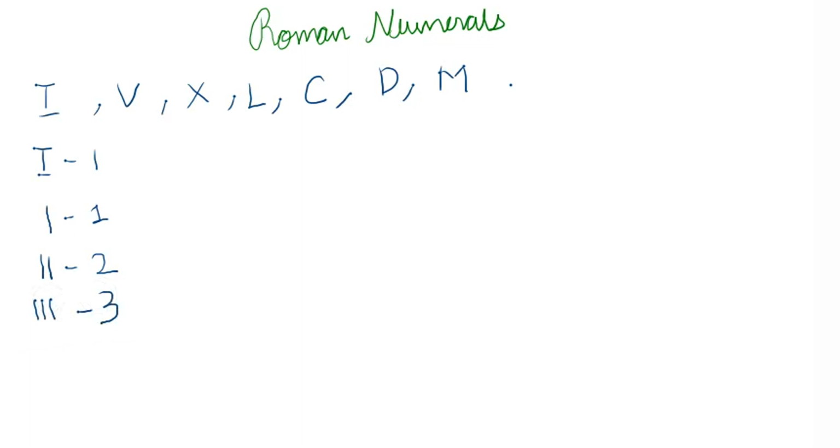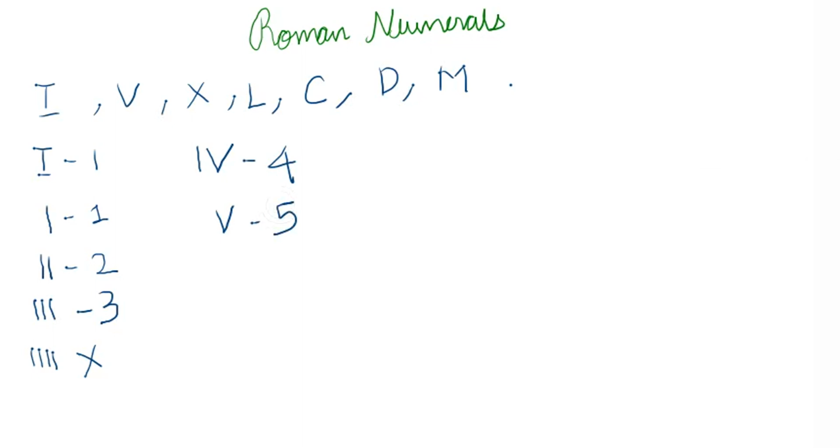So 4. Can I draw 4 I's like this? No, this is wrong, because in Roman numerals you cannot repeat any alphabet more than 3 times in a sequence. So this is where we get the introduction of our new letter V. So I, V is nothing but 4. Now V is going to be 5.